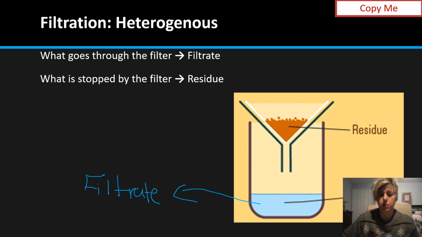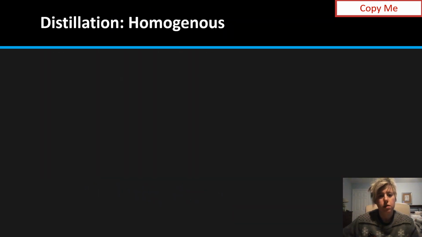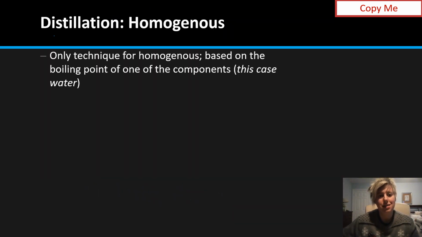And the residue. Okay, so we've talked about decantation, we've talked about filtration, and again, those are used for heterogeneous mixtures. Now, the only one that we can use for homogeneous mixtures is distillation. That's the only separation technique that works for homogeneous mixtures. So, homogeneous mixtures, distillation. Now, the key thing that we use for distillation is that it's based on the boiling point of one of our components.